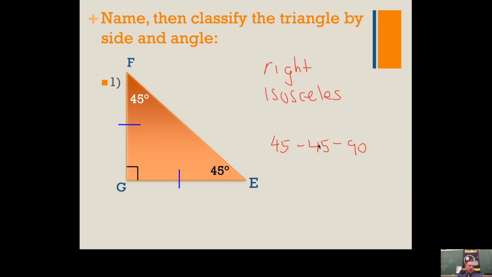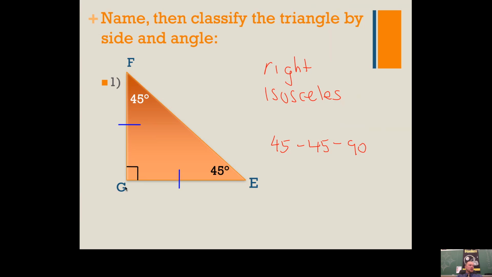This is your right isosceles triangle, and there's only one in the world that has these angle measures. You can't have a right isosceles triangle with different angle measures. You got to have the 90, and then the other 2 need to add up to 90 as well, but they got to be the same. So that's why this guy is unique. Your right isosceles will always have those measures.